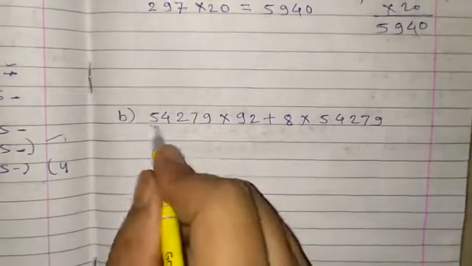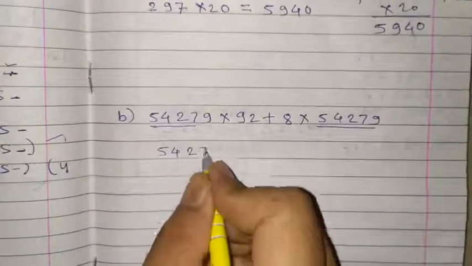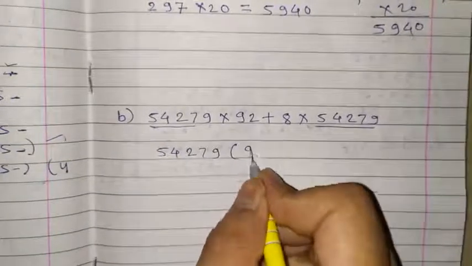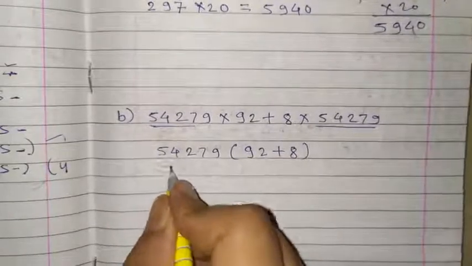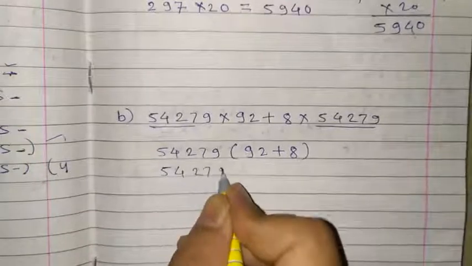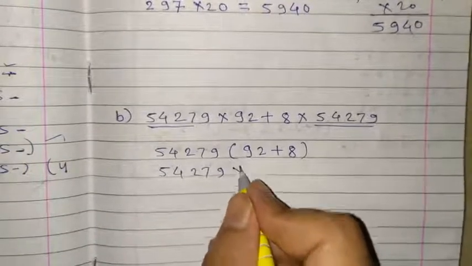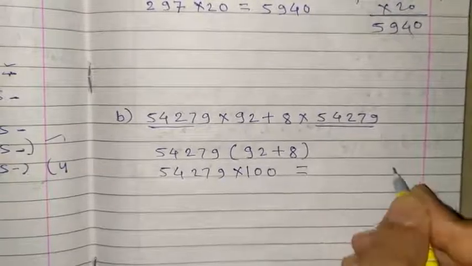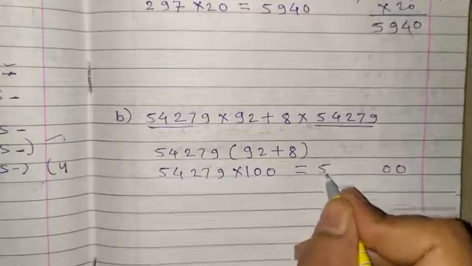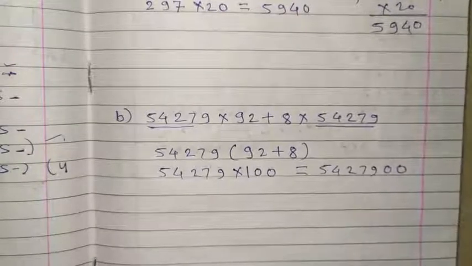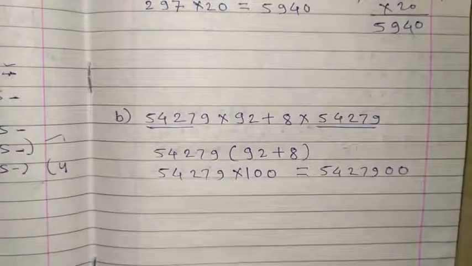Going to question number B. First you check the common number, and write it as it is. The uncommon number is 92, the middle sign is plus, and the uncommon number is 8. Do that calculation. First you solve the bracket: 92 plus 8 is 100. So now it has become very easy because 100 is there at the end. Write this number as it is, and finally we got the answer.